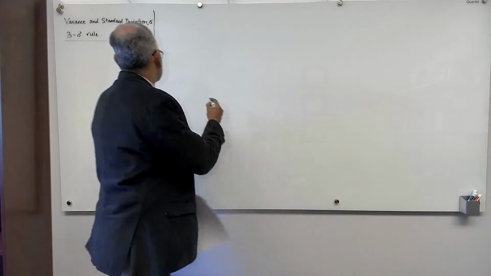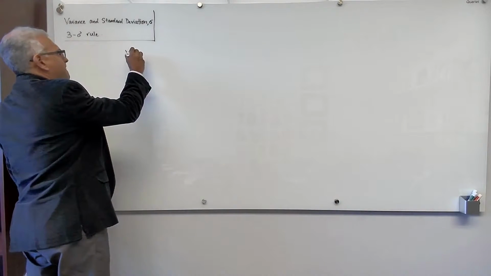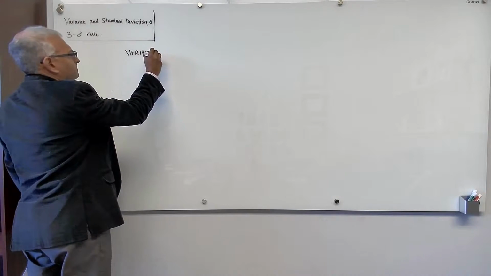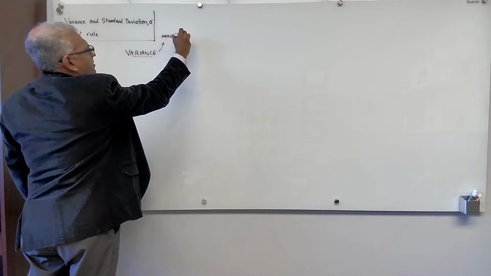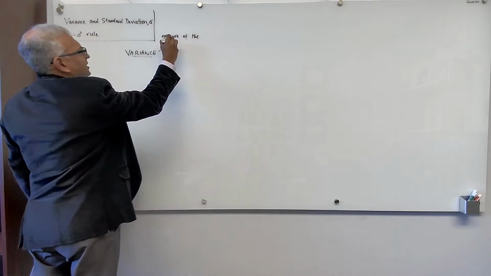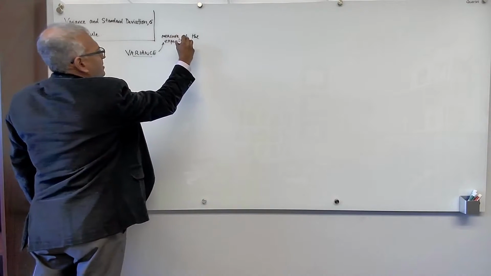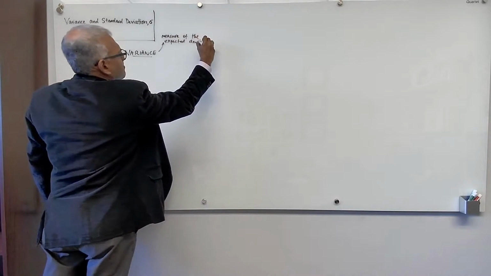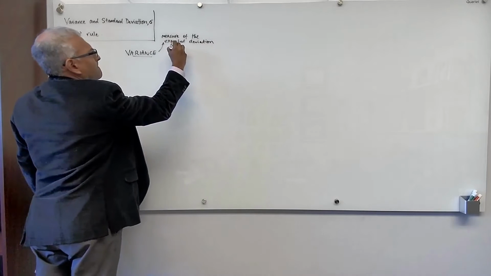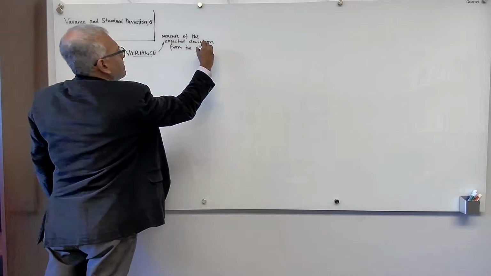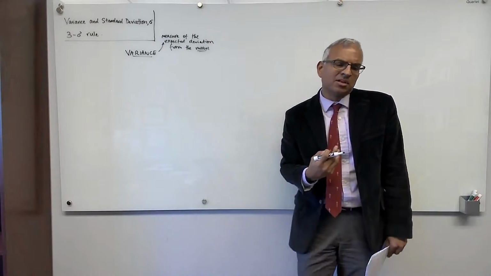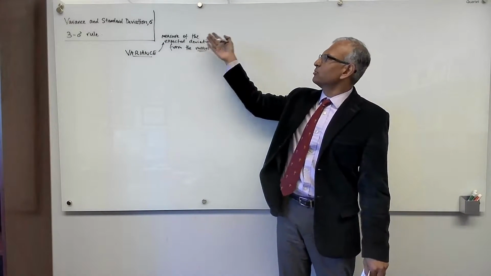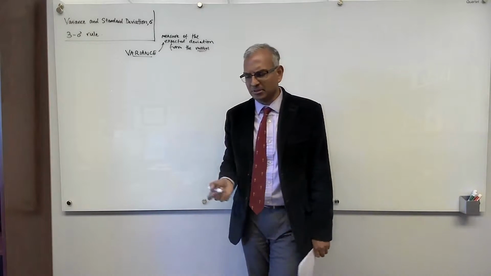So let's start with the variance. So the variance, it's a measure of the expected deviation from the mean. So from now on, we're going to call the expected value of a random variable the mean, okay? Because otherwise we have too many expecteds flying around, so it's a little bit more convenient.